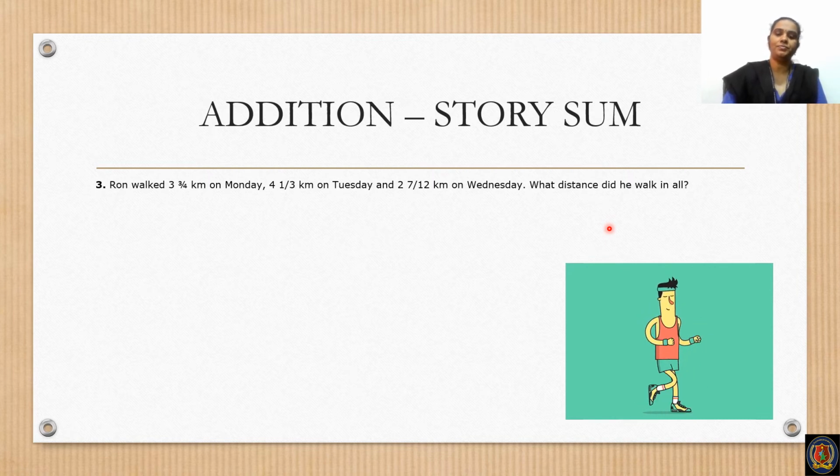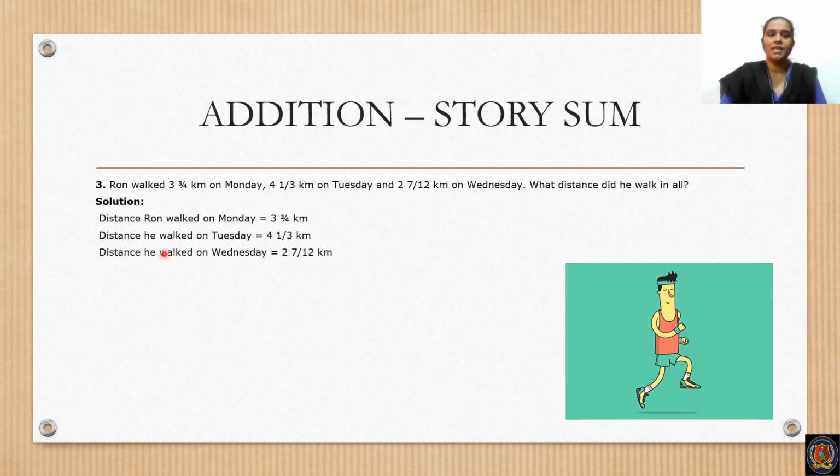First, let us write the statement. Distance Ron walked on Monday. Distance Ron walked on Tuesday. Distance he walked on Wednesday. Write the distances. They are in mixed fractions. We need to convert them into improper fractions and then we can add, that is one way of doing, or we can add the whole numbers and add the proper fractions alone. 3, 4 and 2.